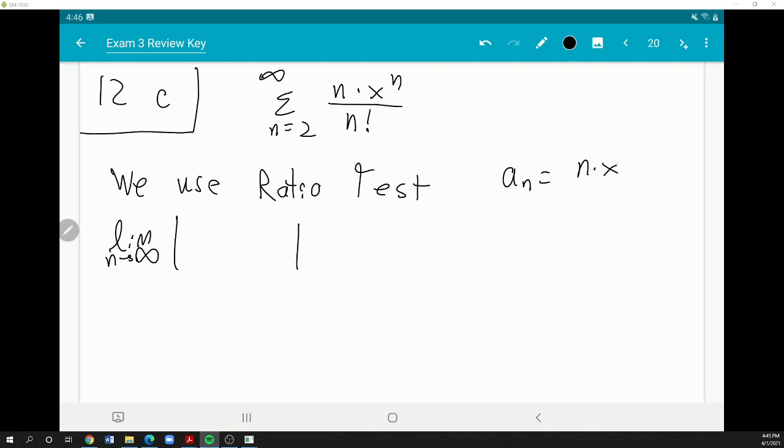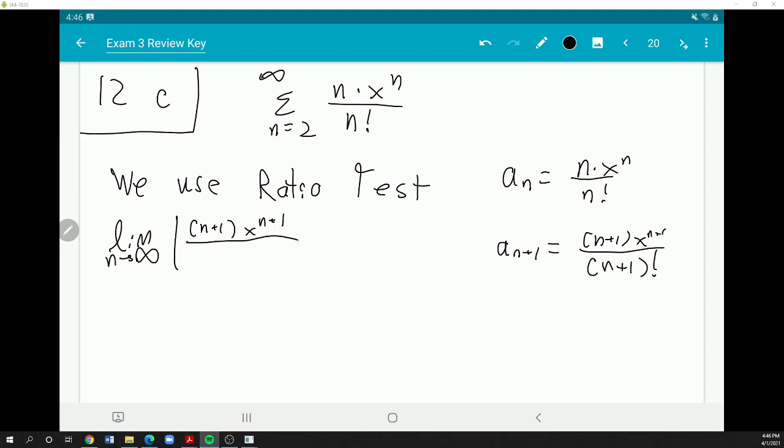So a_n is n times x to the n over n factorial, and a_(n+1) is (n+1) times x to the n+1 over (n+1) factorial. I could cancel that n actually in both cases, which is kind of funny, but I'll leave it. So a_(n+1) is this guy over (n+1) factorial, then multiply by the reciprocal of this guy, n factorial over n x to the n.